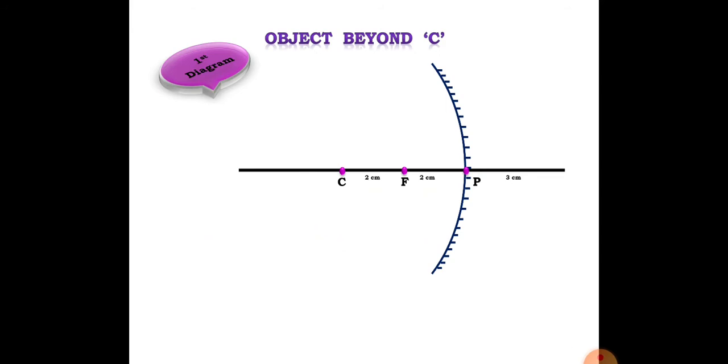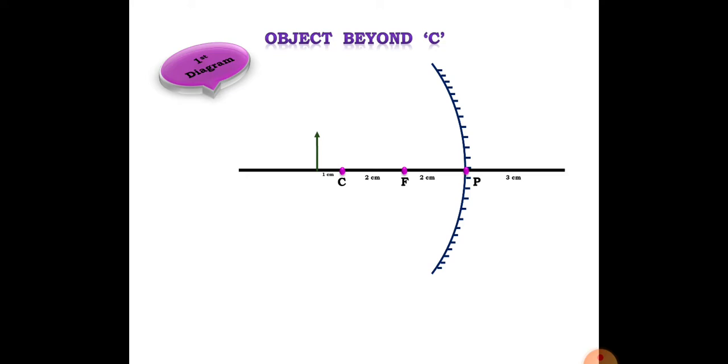This is the basic things of drawing the ray diagram. For any ray diagram, you have to draw this for concave mirror, because we are going to study only the ray diagram for concave mirror, not convex mirror. Now after that, again at a distance of 1 centimeter or 2 centimeter, you draw one object.